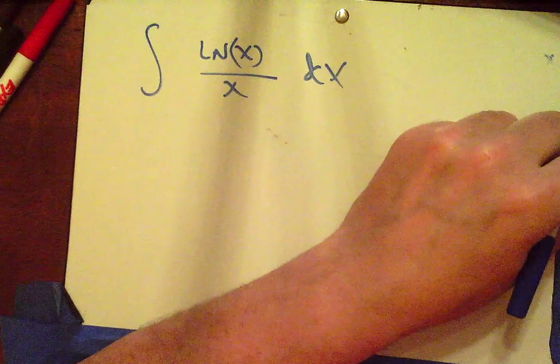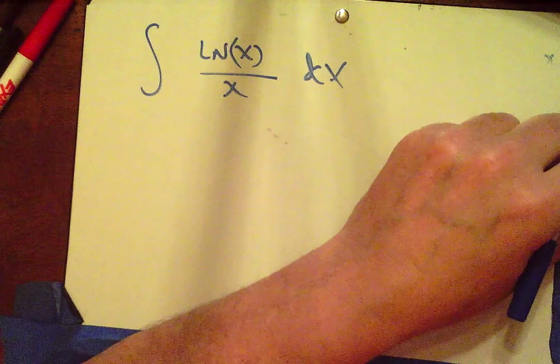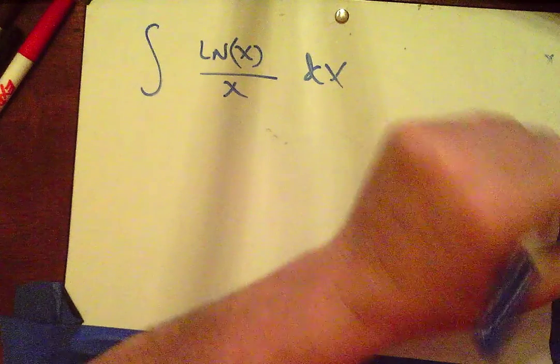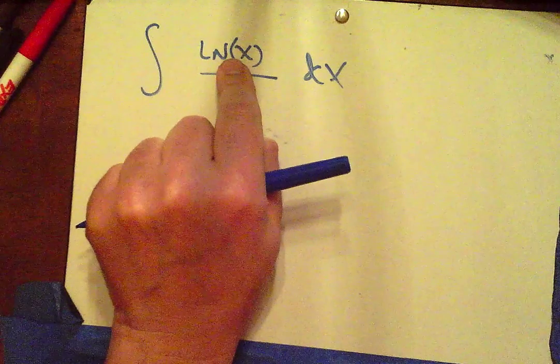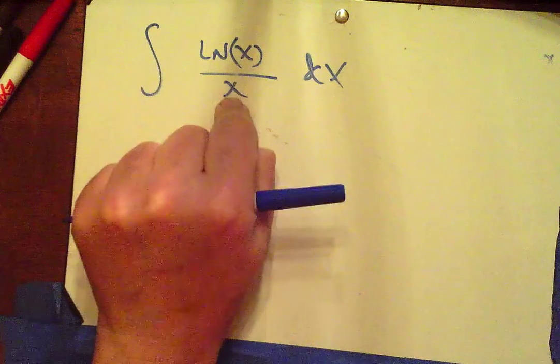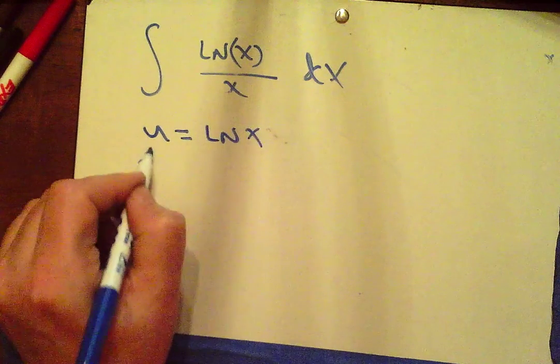Yeah. Okay, how about this one? The integral of ln of x over x dx. You should be able to do this one. Hey, welcome back. I see a u sub here. I see a function, and what's the derivative of ln of x? 1 over x. So u is ln of x.